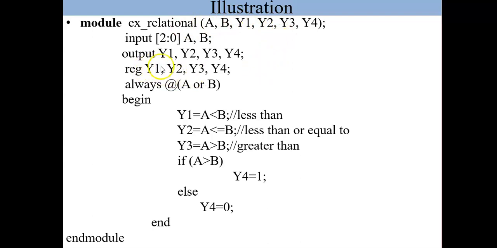As usual, y1, y2, y3, y4 are defined as before. So y1 is assigned its value whenever a is less than b. Whenever a is less than or equal to b, that value is assigned to y2. Whenever a is greater than b, the output is assigned to y3. If a is greater than b, y4 is assigned 1. Else, y4 is equal to 0.